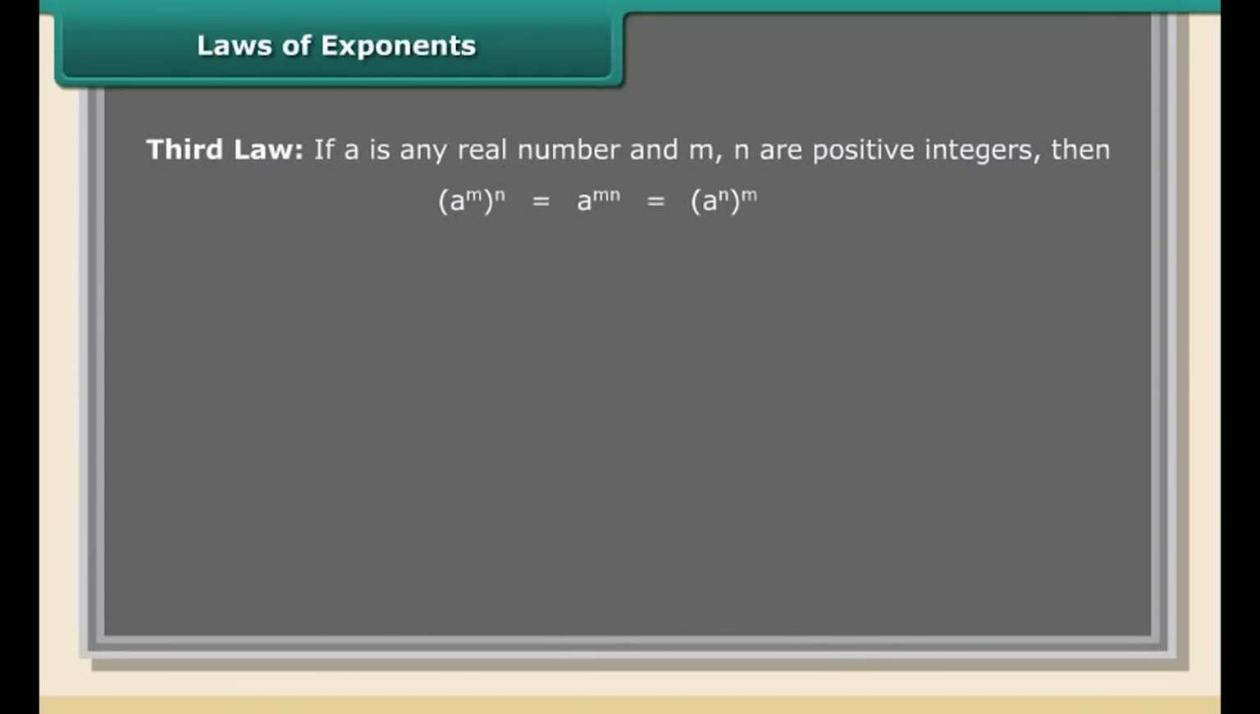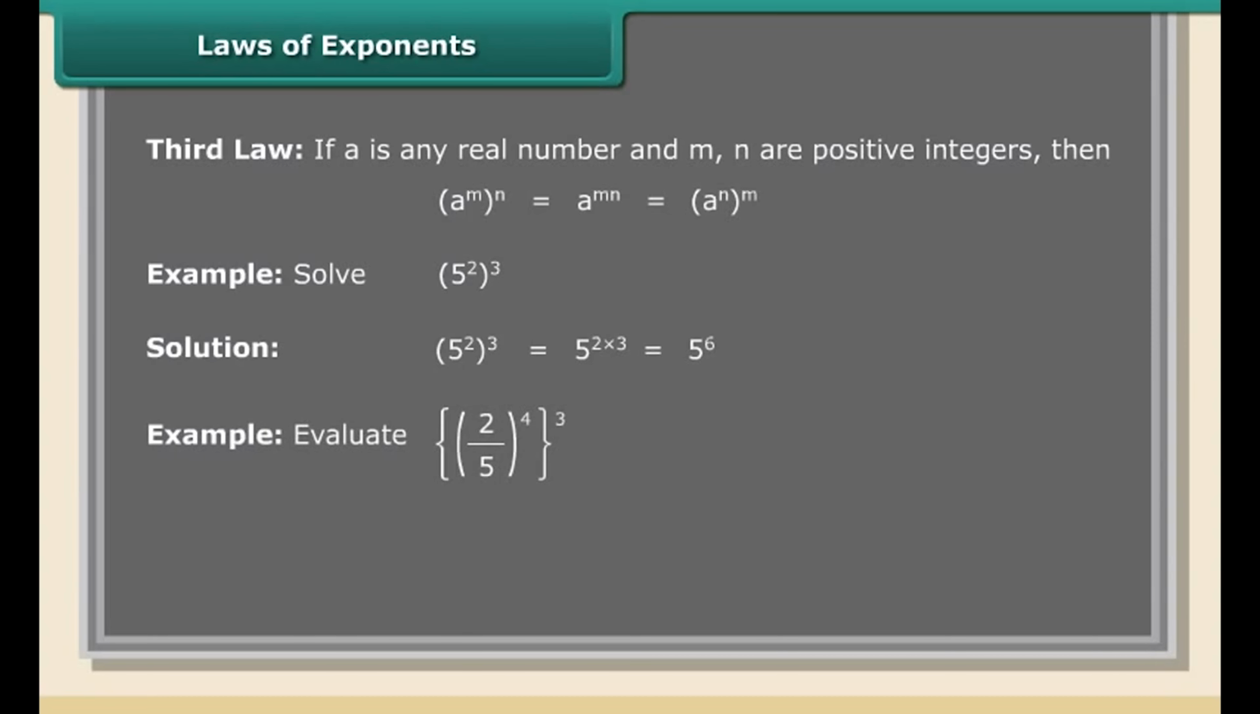Third law. If a is any real number and m, n are positive integers, then (a^m)^n is equal to a^(mn), which equals (a^n)^m. Example. Solve (5^2)^3. Solution. (5^2)^3 is equal to 5^(2 into 3), which is equal to 5^6.